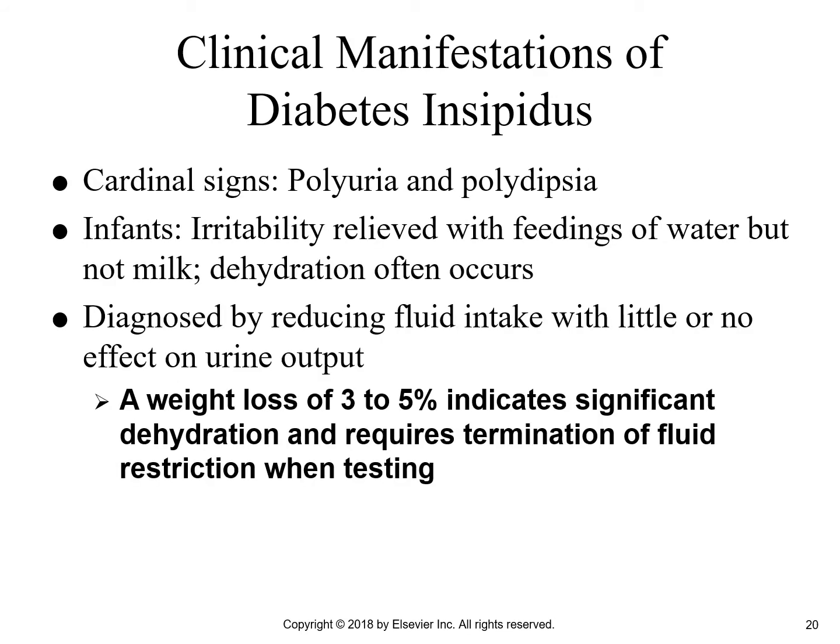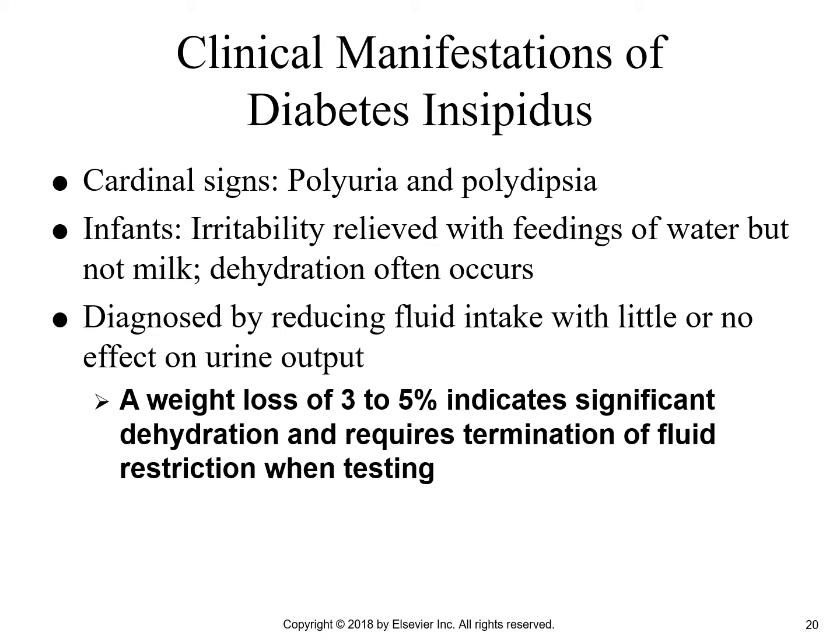Clinical manifestations of diabetes insipidus. The cardinal signs are polyuria and polydipsia. Infants will be irritable, relieved with feedings of water, but not with milk. Dehydration is often present. Diagnosed by reducing fluid intake with little or no effect on urine output.